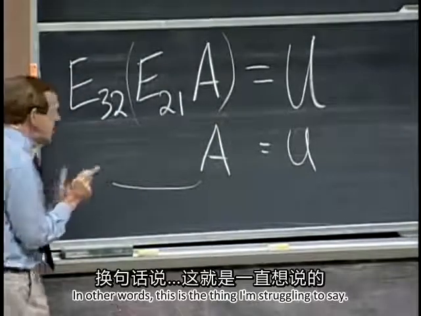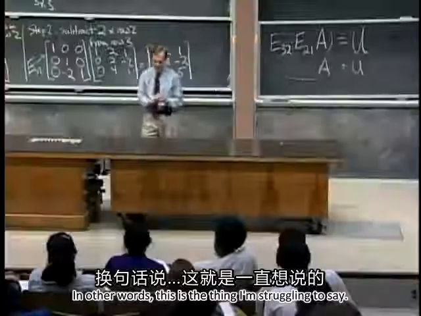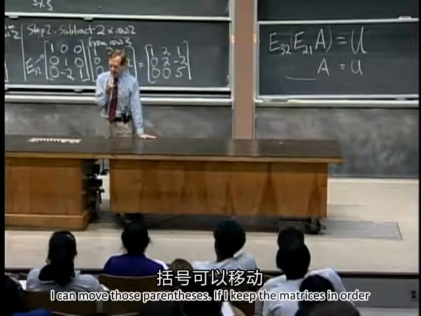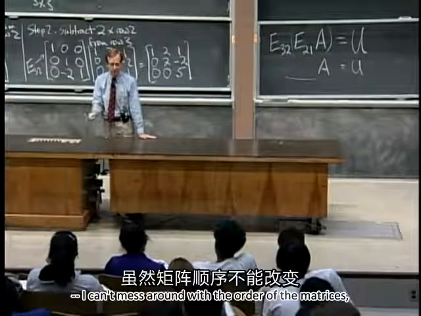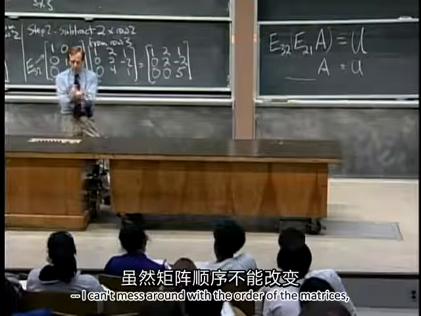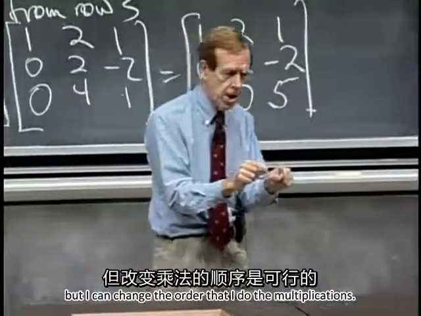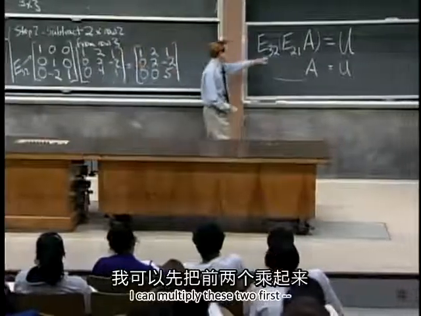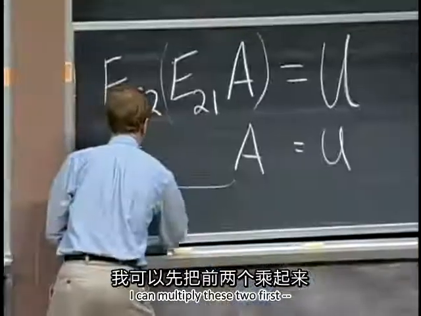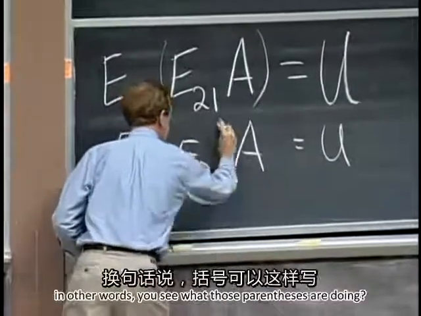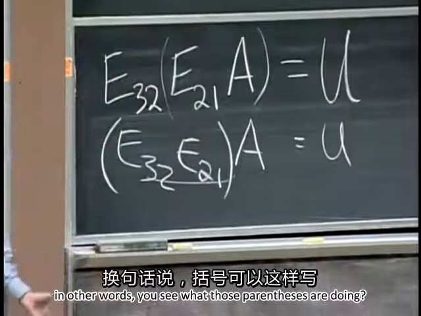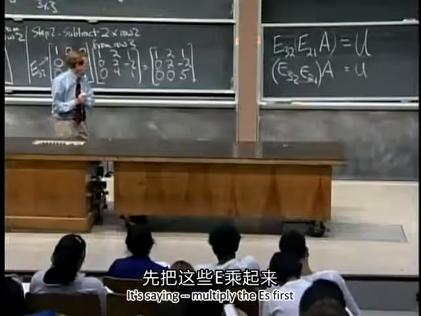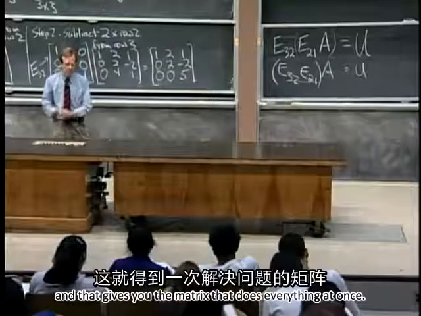In other words, this is the thing I'm struggling to say. I can move those parentheses. If I keep the matrices in order, I can't mess around with the order of the matrices. But I can change the order that I do the multiplications. I can multiply these two first. You see what those parentheses are doing? It's saying multiply the E's first, and that gives you the matrix that does everything at once.